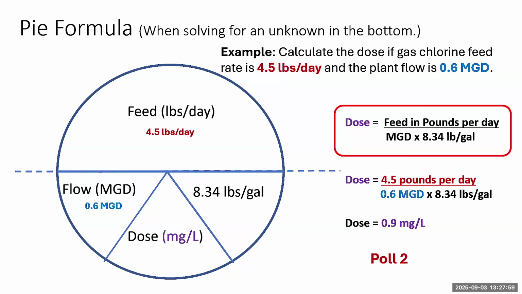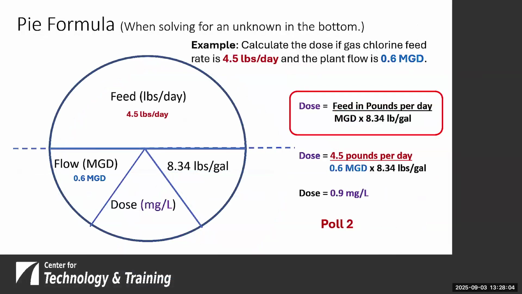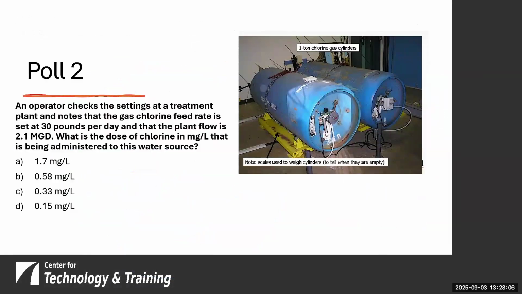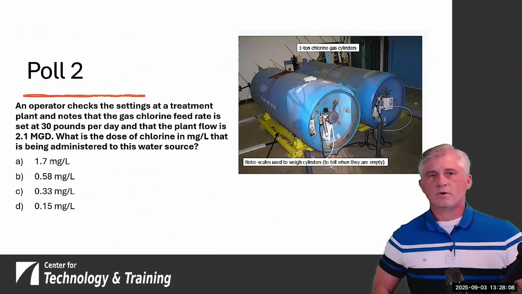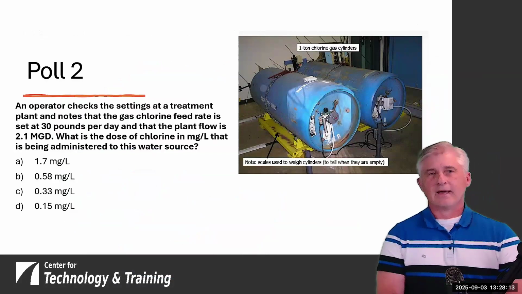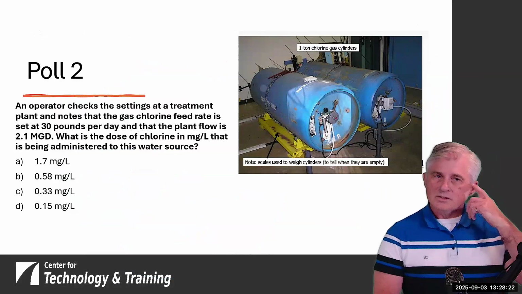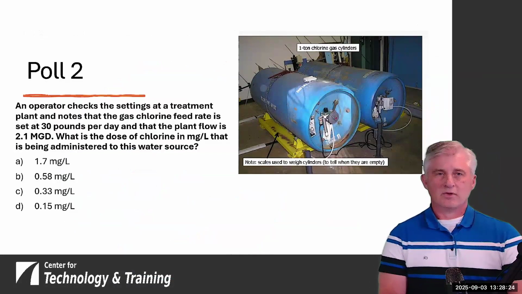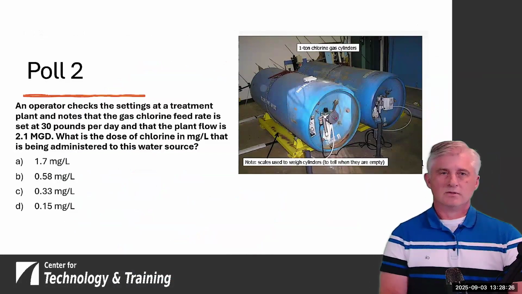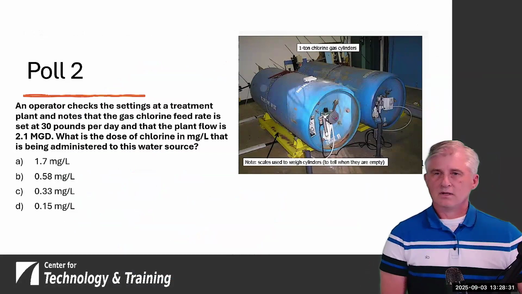All right, we're already on to poll number 2. For poll number 2, an operator checks the settings of a treatment plant and notes that the gas chlorine feed rate is set at 30 pounds per day and that the plant flow is 2.1 million gallons a day. What's the dose of chlorine in parts per million or milligrams per liter that is being administered to this water source? We'll give some time.